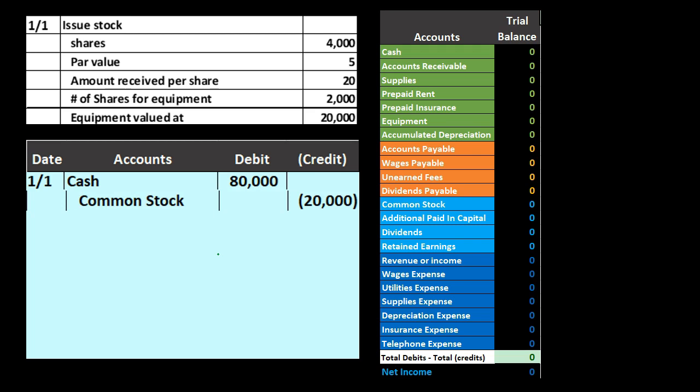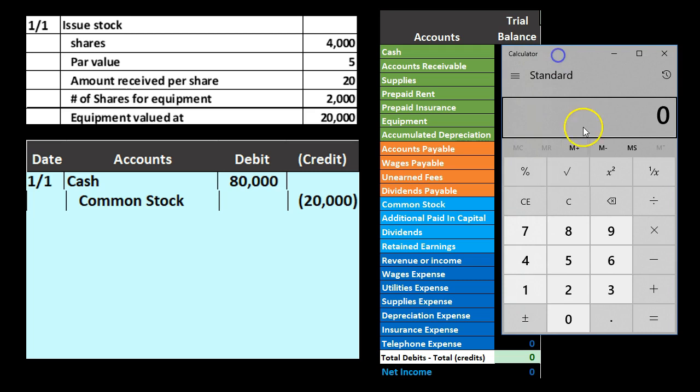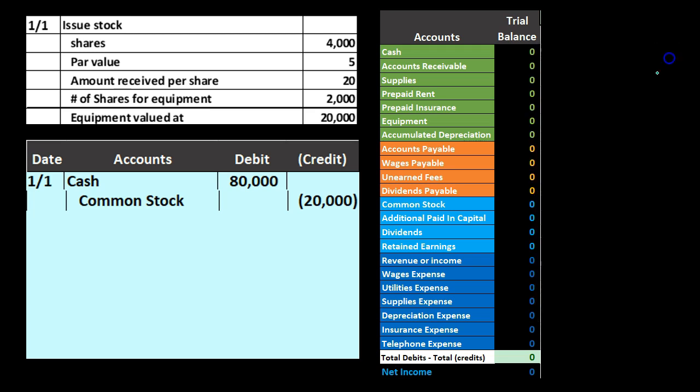We're going to credit only 20,000 to the common stock, however. And how did we get that? Well, we're taking that same 4,000 shares, but only multiplying it times the par value, which was $5. So there's the 20,000. And this represents equity going up. The difference between the 80 and the 20, the credit that we need to be in balance, in other words, is going to be the additional paid-in capital.